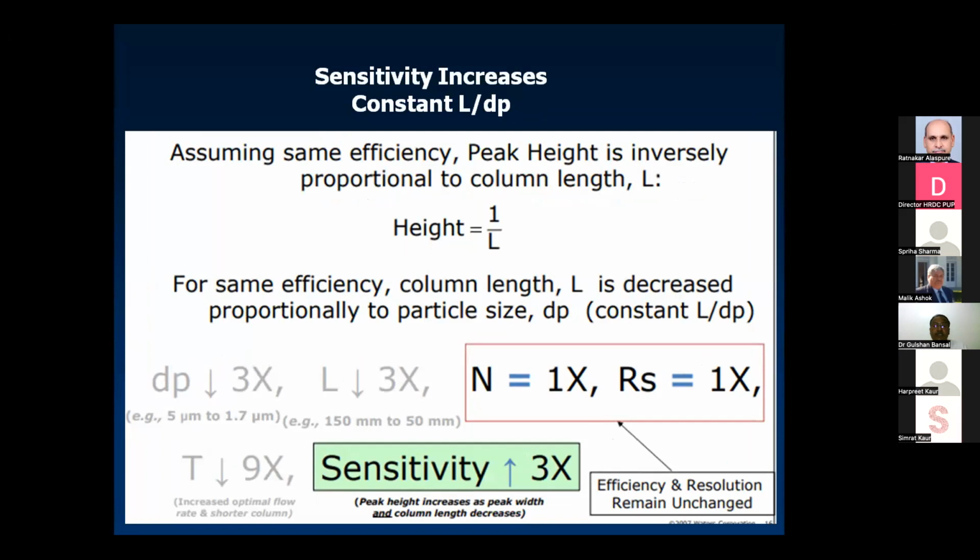Sensitivity also increases. Sensitivity means how sharp the peak is. If the peak is sharp, it is easily detectable. To make it sharp, we have to decrease the width. So this is what we are doing. With the decrease in the particle size, we are decreasing the width, therefore the sensitivity will increase. So a 3 times decrease in the particle size will increase the sensitivity by 3 times.